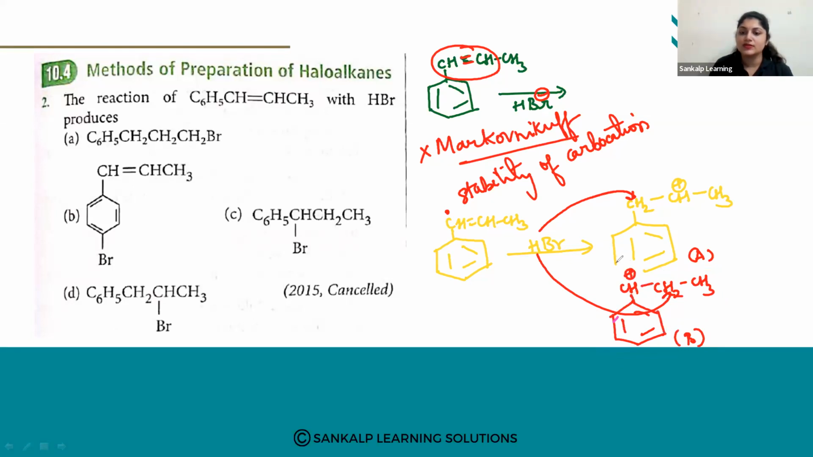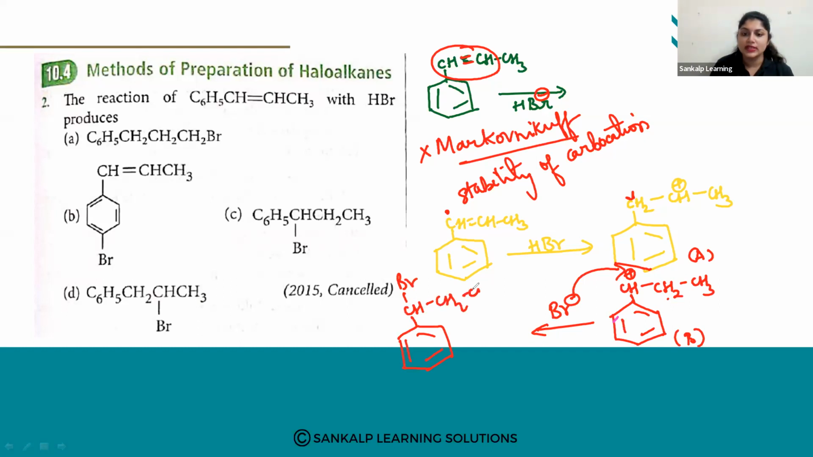Okay, so this is first. Now I'll just erase it. So we got the two products. Now what will happen? The next is the attack of Br minus. So this Br minus will attack here. And what product will you get? You will get CH, Br, CH2, CH3.